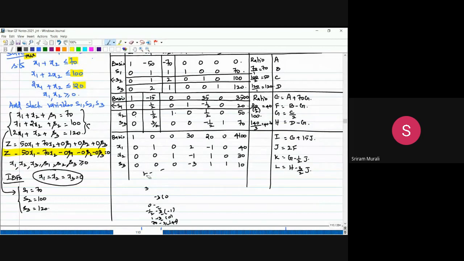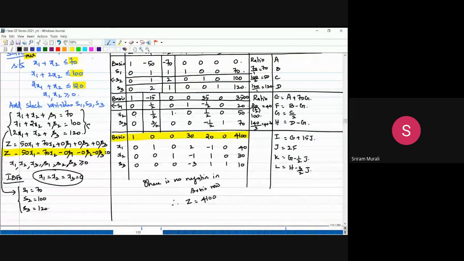Now you observe the basis row. There is no negative in the basis row. We reached optimal. What is the optimal solution? Z is 4100. X1 is 40. X2 is 30. This is the answer.